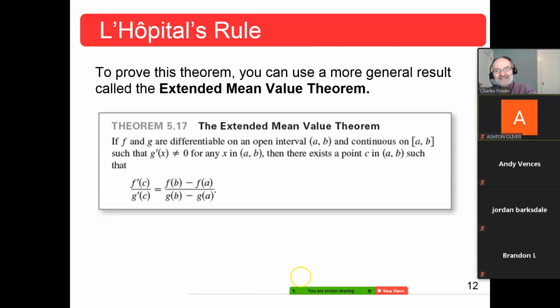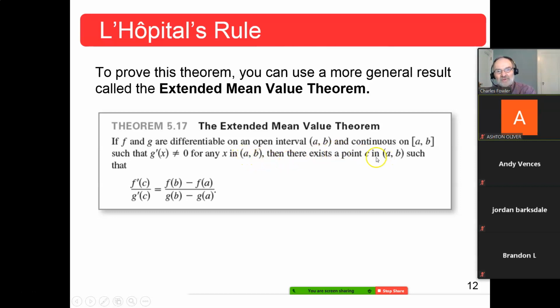Okay? So, to prove this theorem, you can use a more general result called the extended mean value theorem. Now, if f and g are both differentiable functions on an open interval a to b and continuous on the closed interval a to b, so they're differentiable on the open interval, continuous on the closed. Now what that means is that the ends, they could be going to infinity. They're continuous there, but they're not differentiable there. Okay. Such that, but the g prime of x cannot be 0 for any x on the interval a to b. F prime could be, but g prime can't.